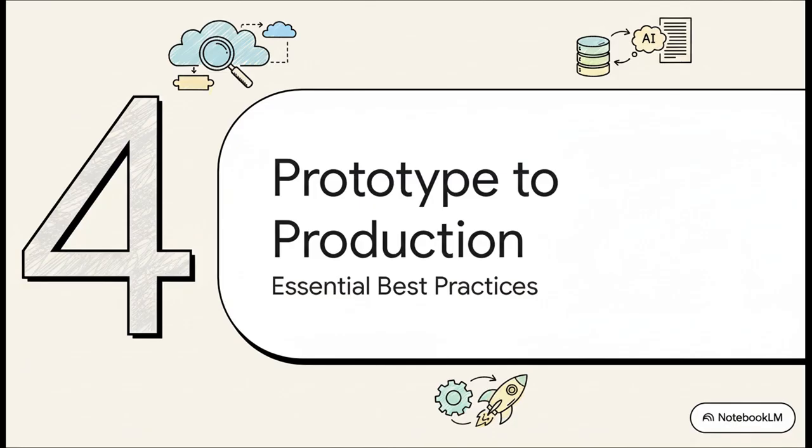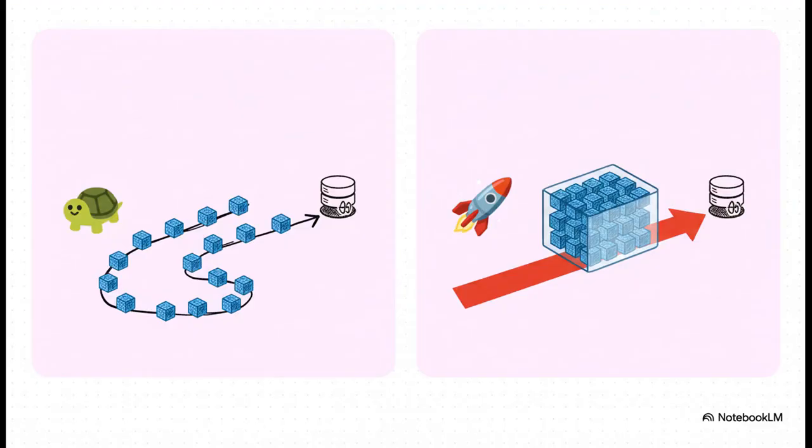Let's switch gears and talk about some absolutely essential best practices for taking your app from a fun prototype to a real production system. First up, and this one is huge, batching. Please, whatever you do, don't insert your vectors one by one. Each of those is a separate network request, and it is painfully slow. Instead, you've got to group them, hundreds or even thousands, into a single operation. This one tiny change can make your data ingestion pipeline ridiculously faster.